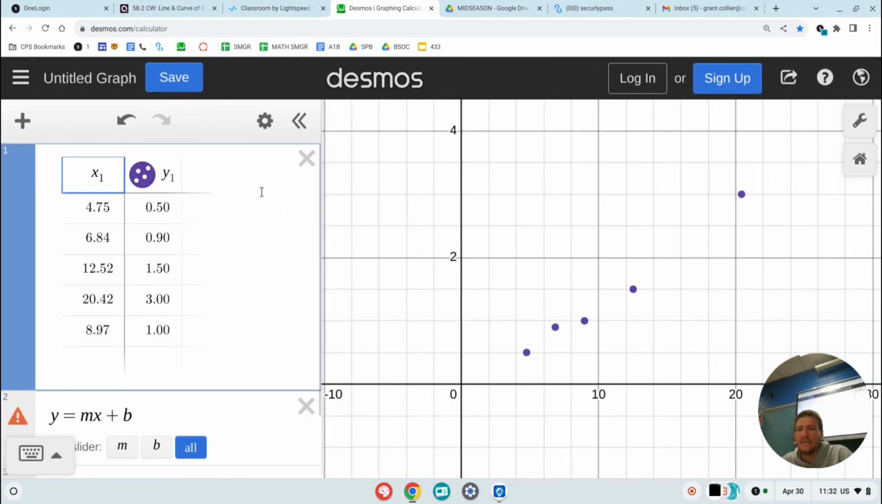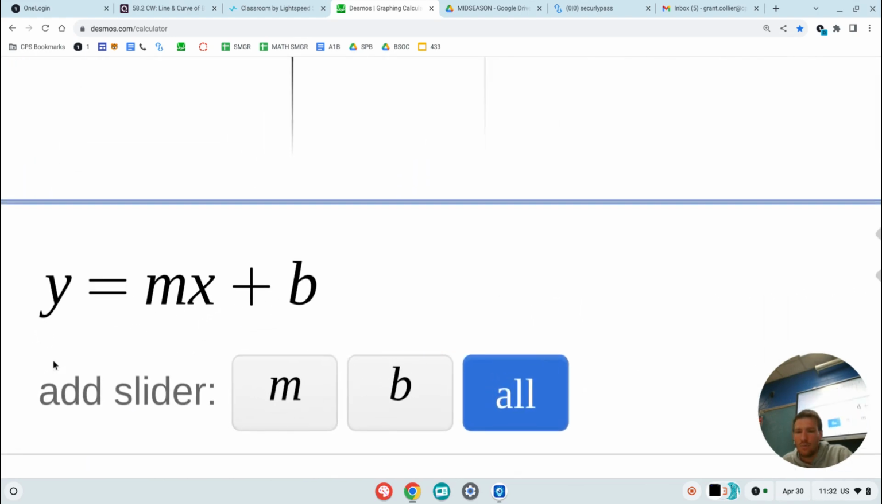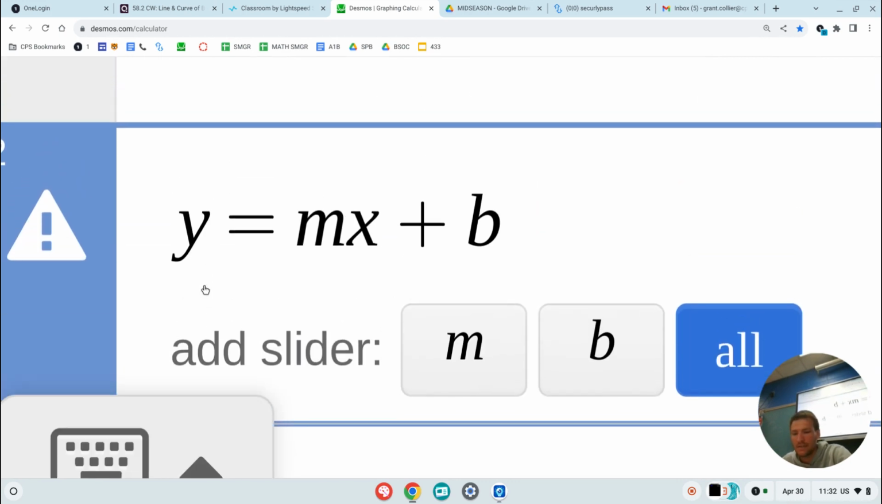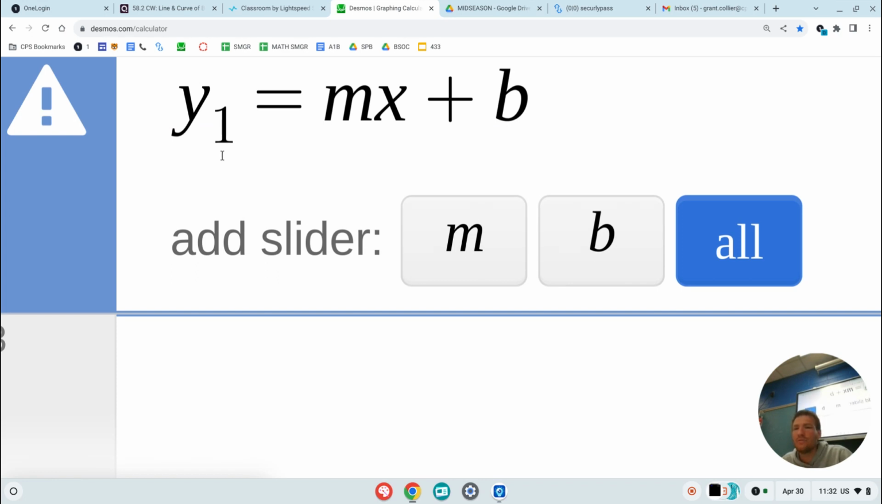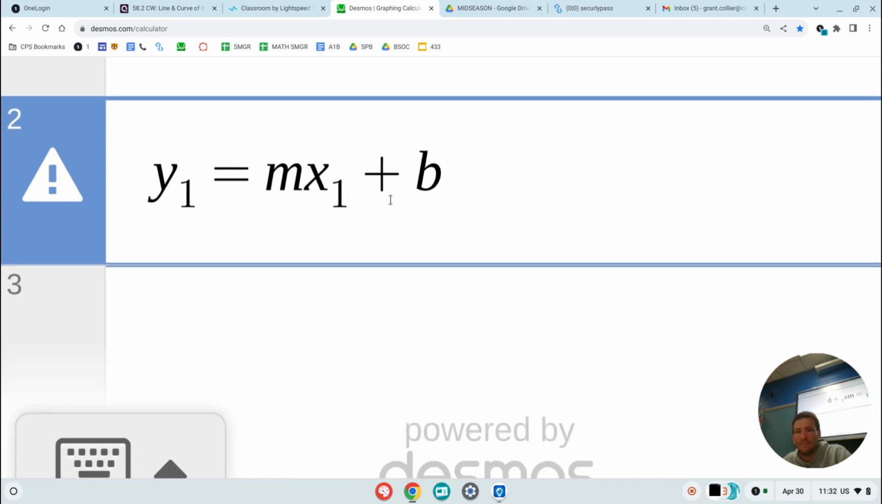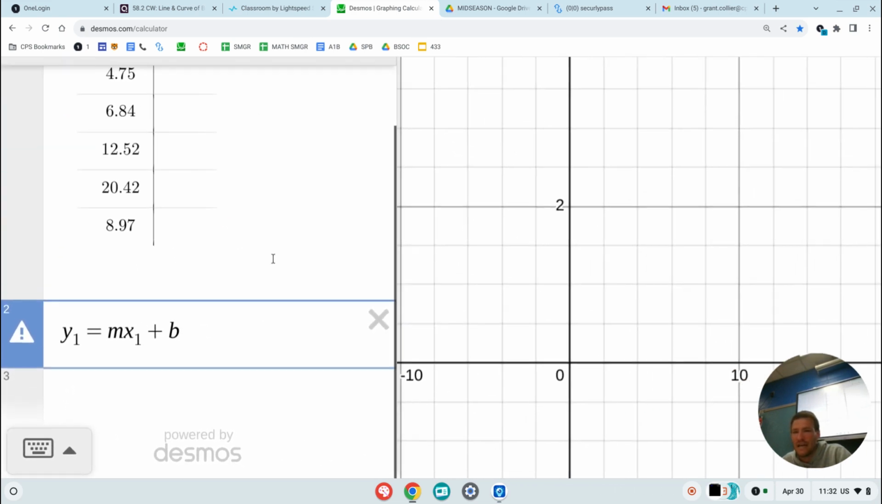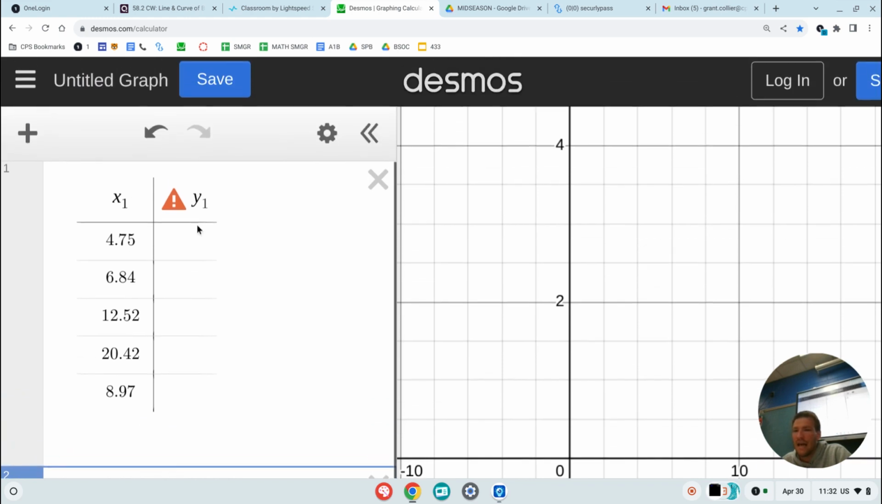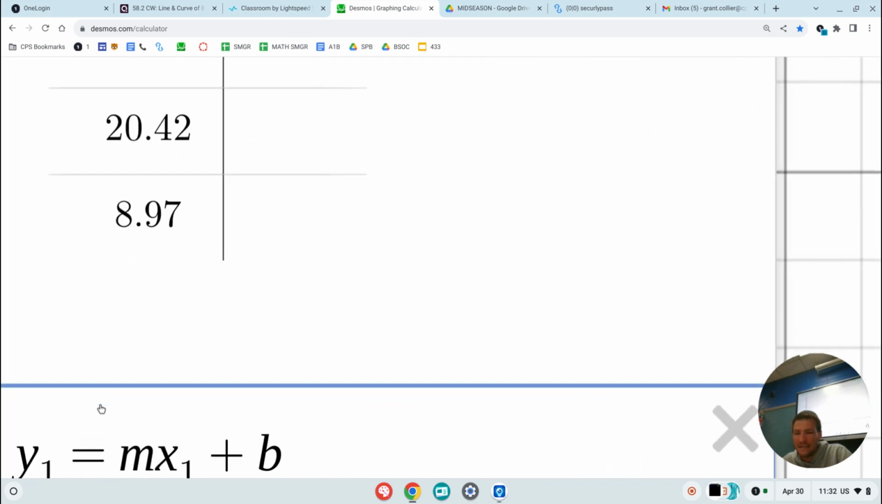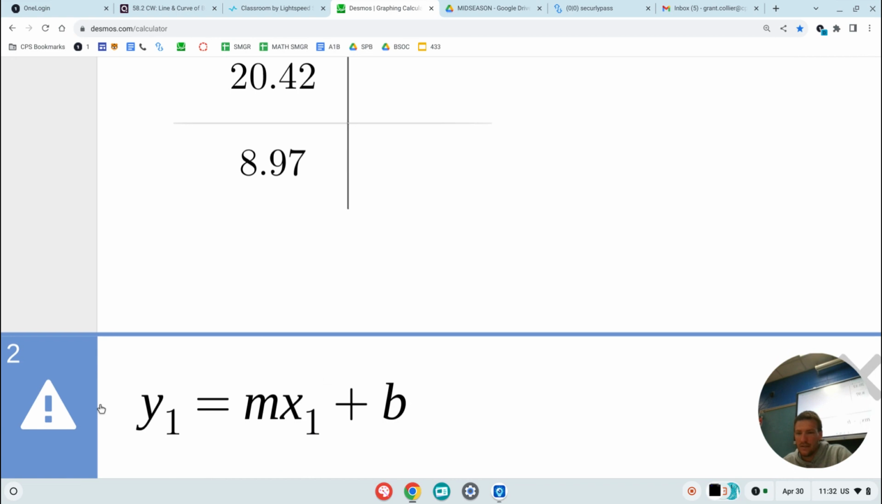That means down here where it says y equals mx plus b, we're going to go after the y and we're going to press 1. And now Desmos is going to say, oh, you're talking about the table. We're going to go after the x and we're going to press 1. And now Desmos is going to say, oh, now you're talking about the table. So Desmos is starting to figure this out. Desmos is taking x1, y1. It's starting to figure all this out. Now the last piece here, let's see here. What does it say?